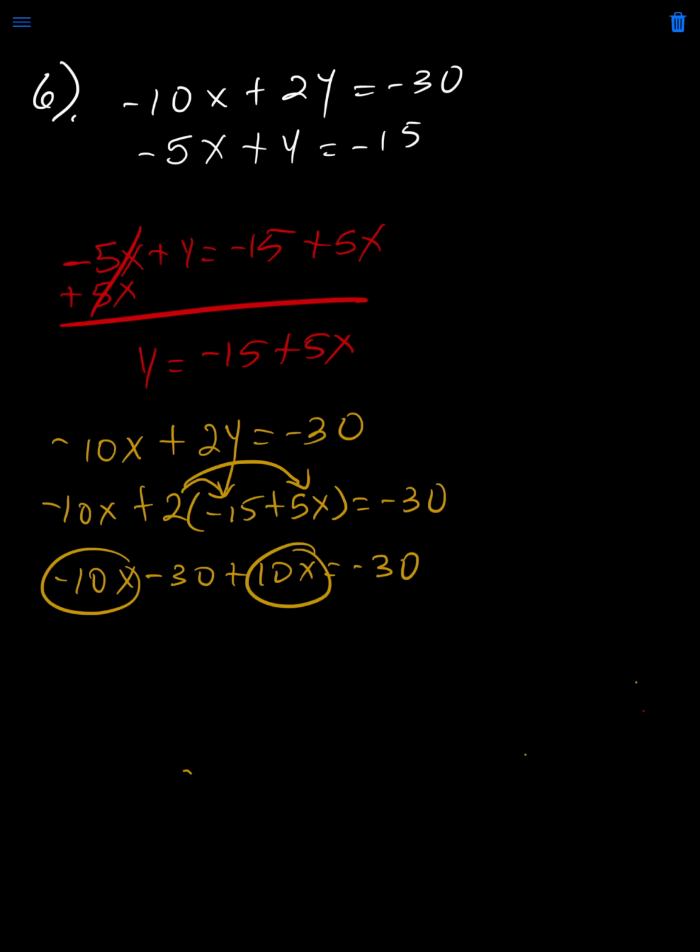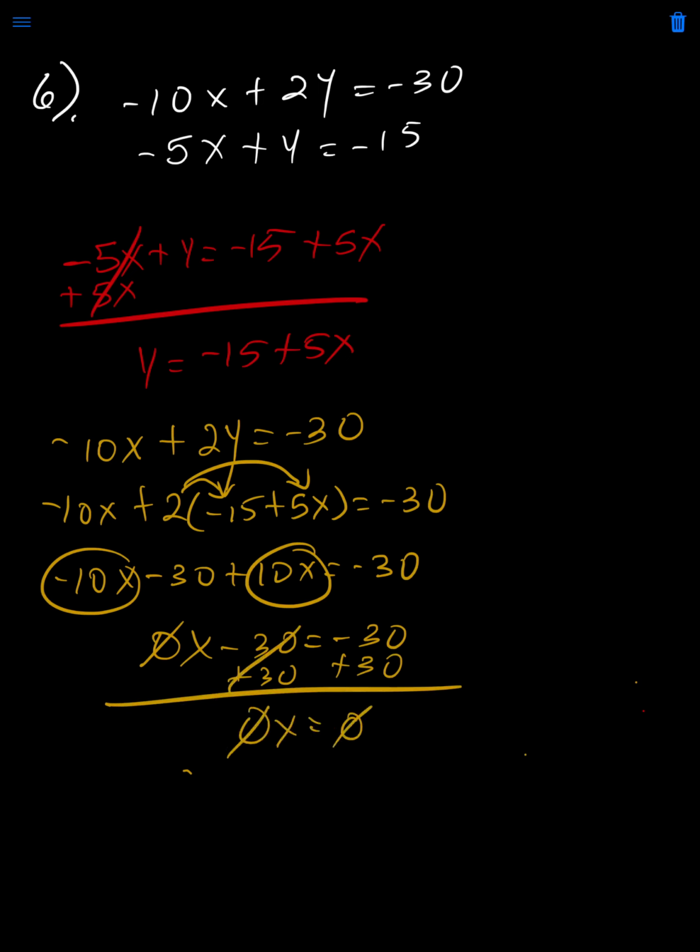So I'm going to combine negative 10x and 10x. Ooh, that's ugly. Wish I did that right. Yeah, it looks right to me. Alright, fine. That'd be just 0x. Minus 30 equals negative 30. Add 30 to both sides. So 0x equals 0. So that means x will equal 0? I don't think that's right.